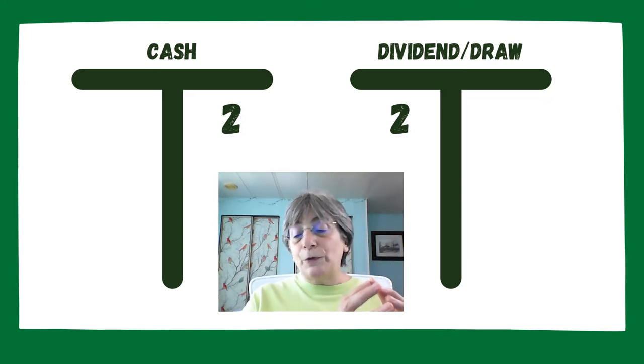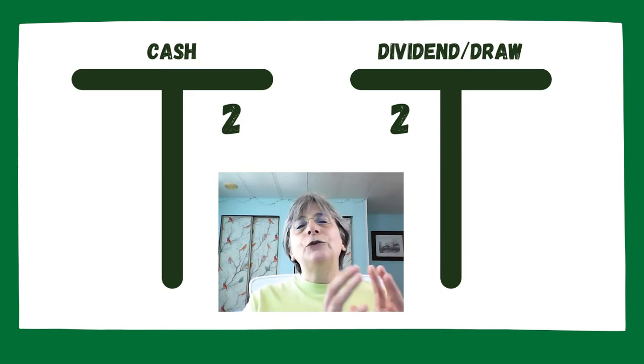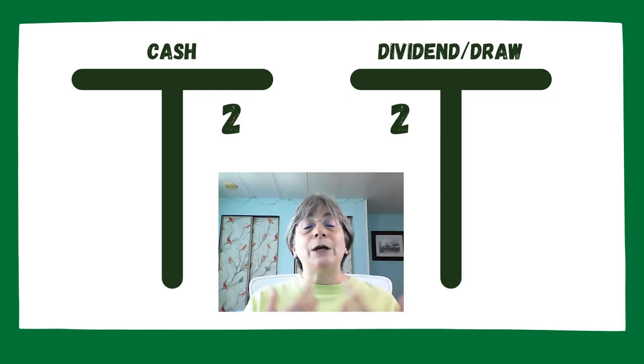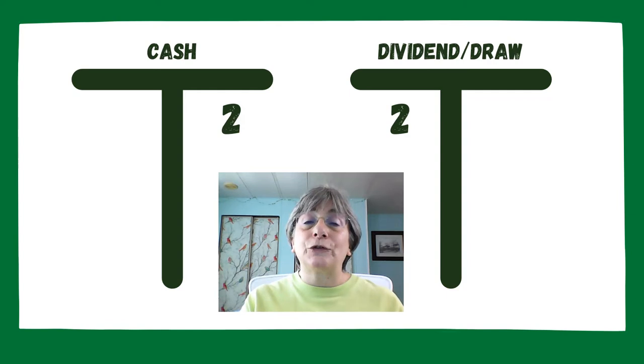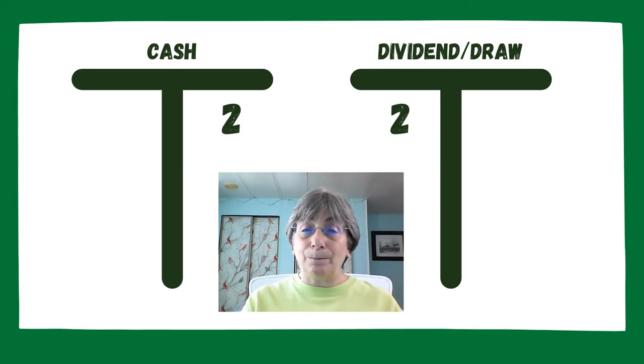So we set up this other account called dividends or owner's draw or owner's withdrawals to track what the business owner has taken out of the business. Or if it's a business that sells stock, then we want to keep track of the dividends that we have paid out to the stockholders. So we keep that in a separate account.